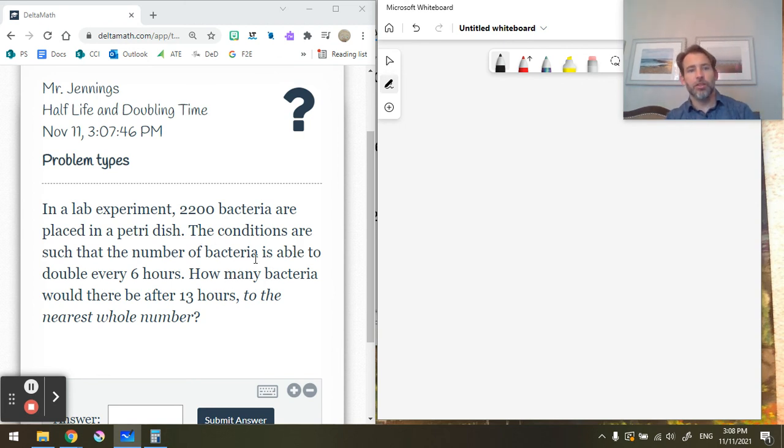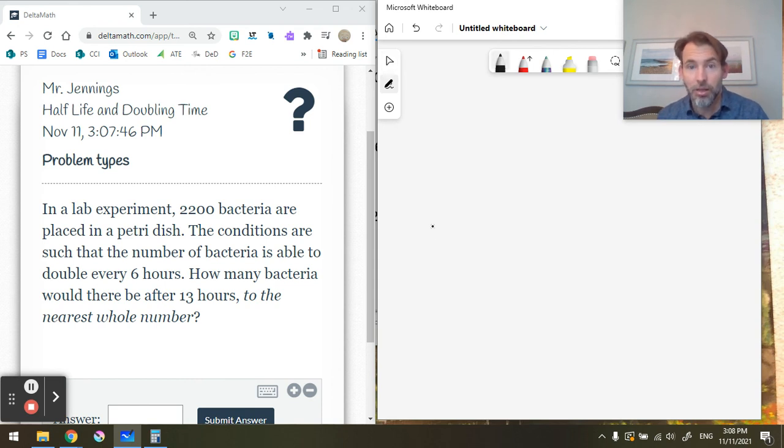The conditions are such that the number of bacteria is able to double every 6 hours. There's a doubling time, doubles every 6 hours. How many bacteria would there be after 13 hours? Well, there'd be times 4 and a little bit. Let's find out, to the nearest whole number. We don't want fractions of a bacteria in this question.